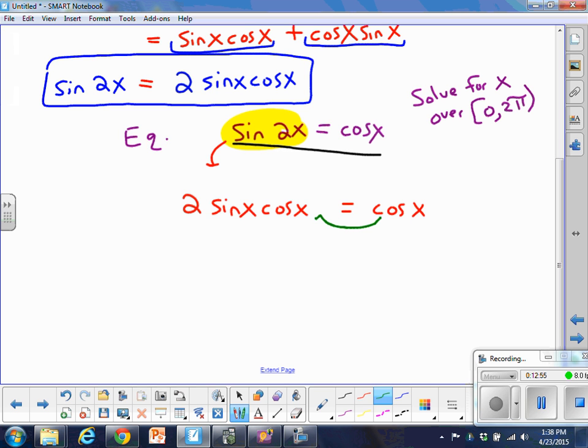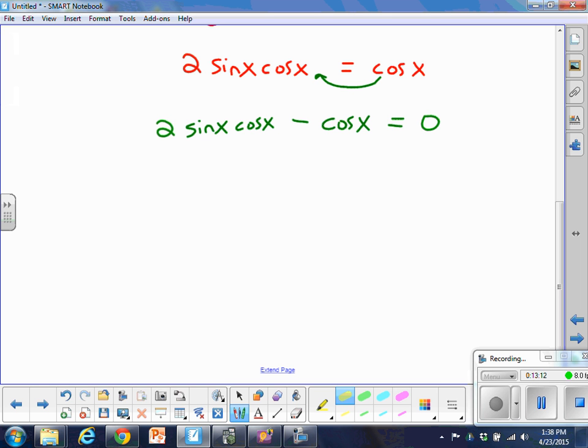So if we subtract that cosine x over, minus cosine x equaling 0, now we're going to have something that we can hopefully factor, or in some cases, as we'll see in a minute, you might need to use the quadratic formula. But in this case, I see a common factor in each of these terms. They both have a cosine x. I'm just going to throw a 1 there so we can keep that in mind. So I'm going to bring that cosine x out front. It's common.